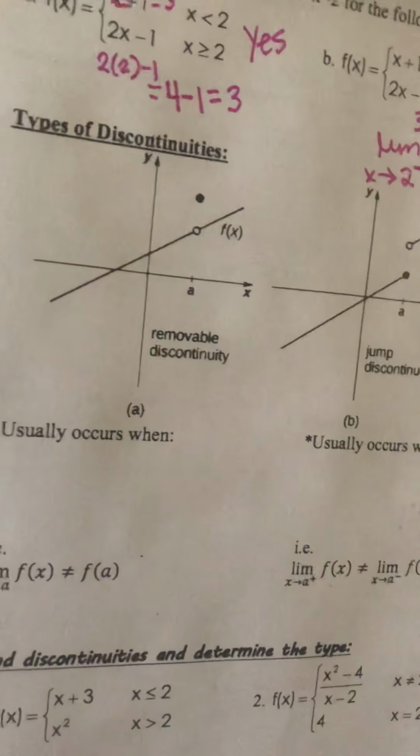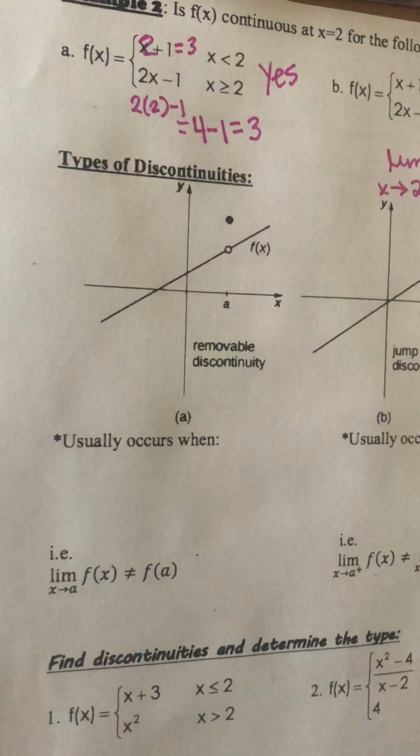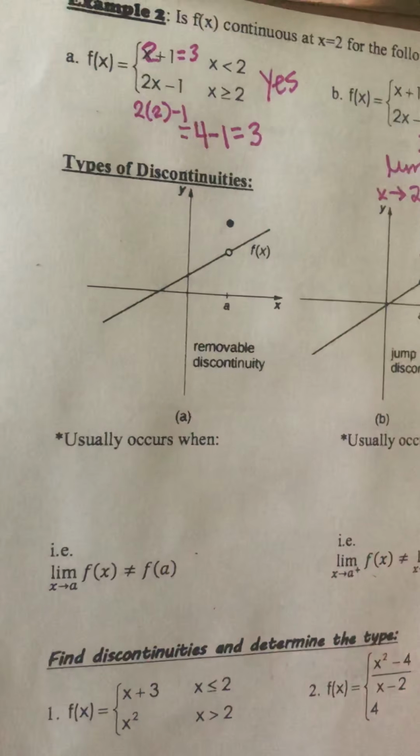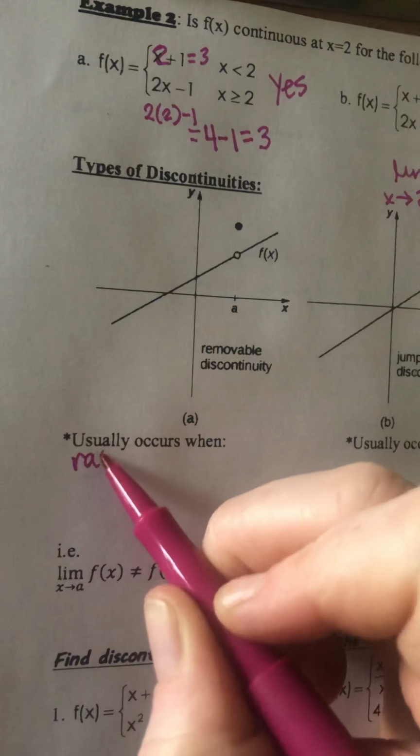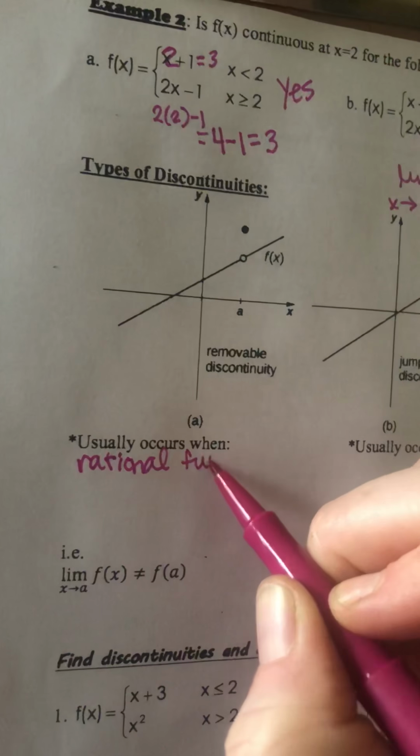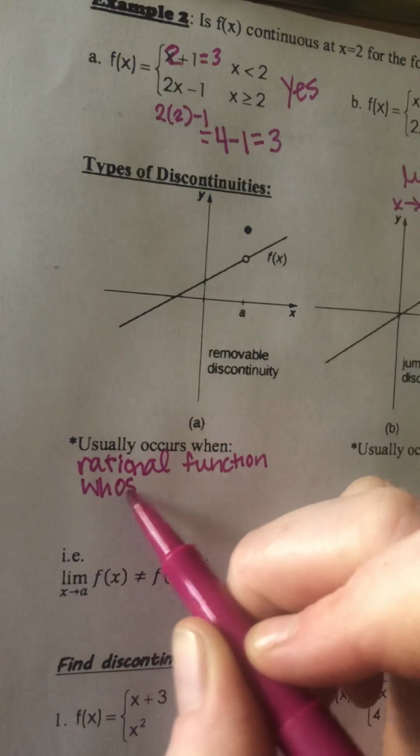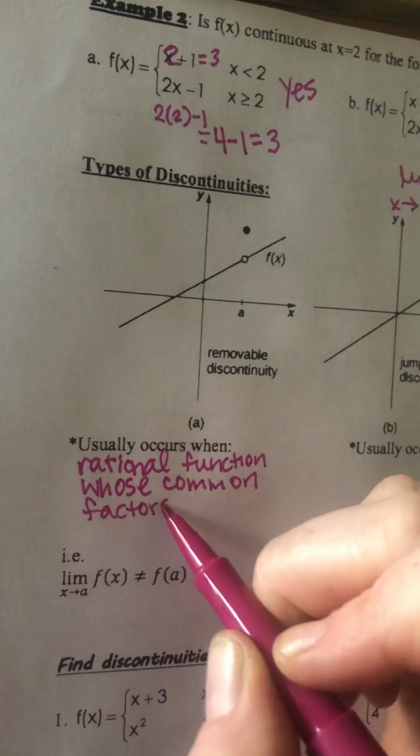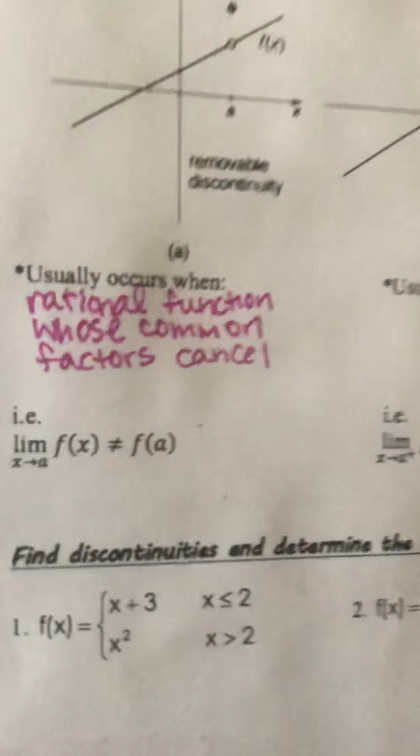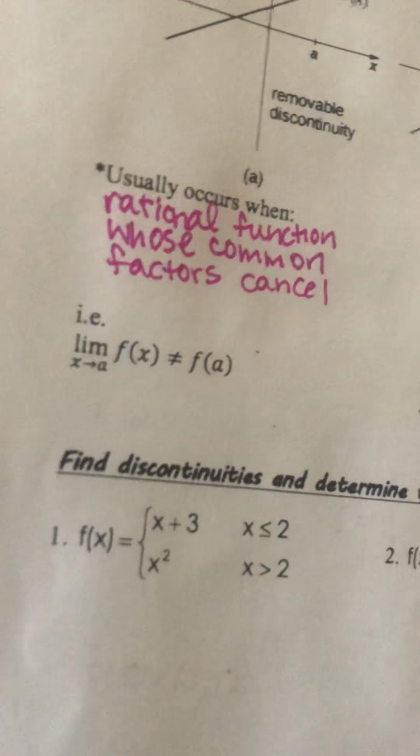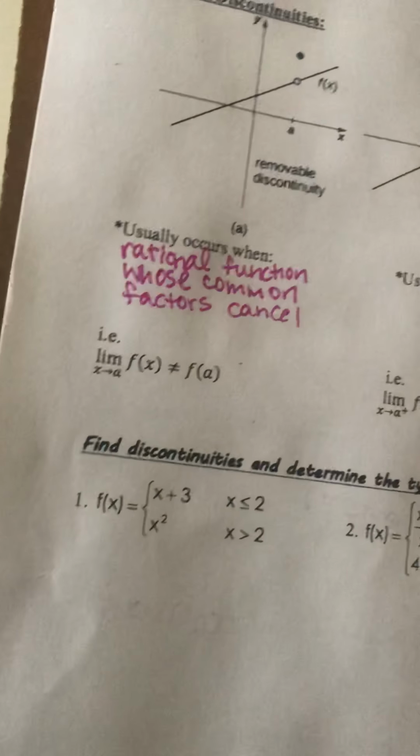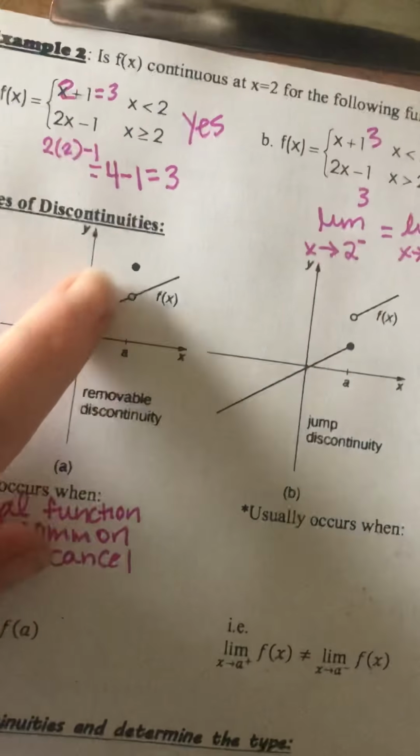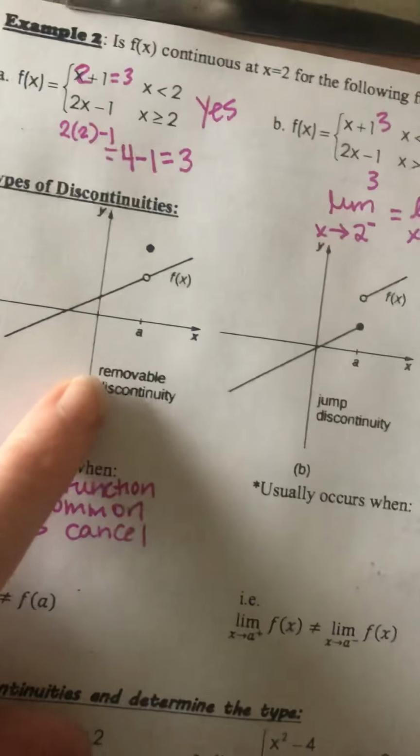Okay, so there are some types of discontinuities when your function is not continuous. Let me see if I can focus this a little more. There, all right. So a removable discontinuity, if you look at the example, you just have a hole in the graph. Okay, so that usually happens when there's a rational function whose common factors cancel, or the numerator and the denominator have common factors. That's going to leave a hole in your graph, and in other words, your limit of f of x does not equal f of a at that point. There's going to be a little hole, and there may or may not be another point. It could even be open right here, and that's still removable.